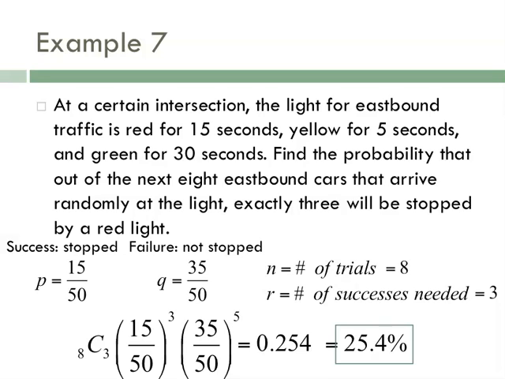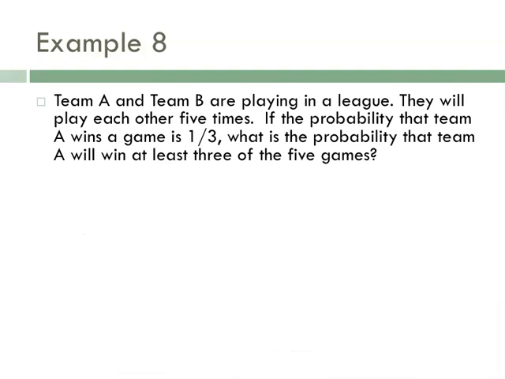Okay, we have one last example to go over. So in this last example, Team A and Team B are playing in a league. They will play each other 5 times. If the probability that Team A wins a game is 1/3, what is the probability that Team A will win at least 3 of the 5 games?